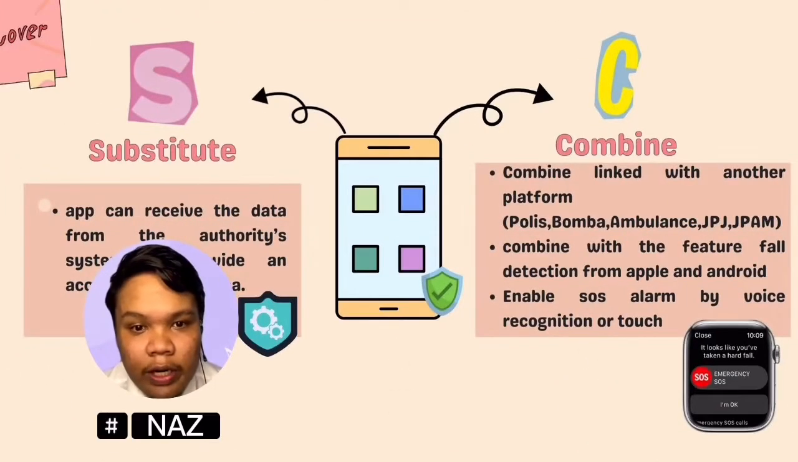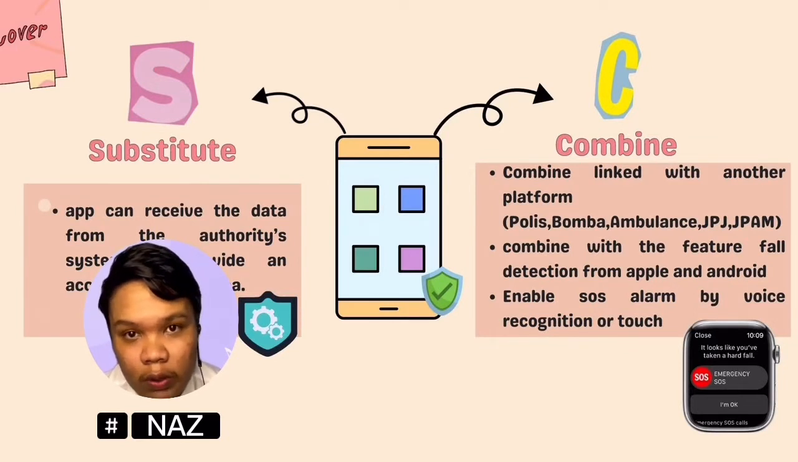Let's begin with the acronym S, which is substitute. What can we substitute? What or who could we use instead? The instead of depends mainly on the data from the user. The app can receive the data from the authority system to provide an accurate hotspot area.